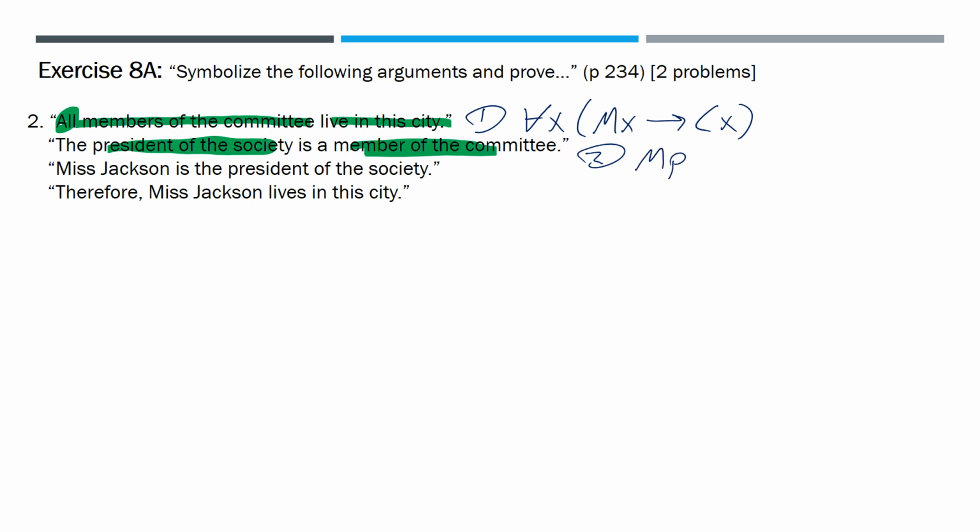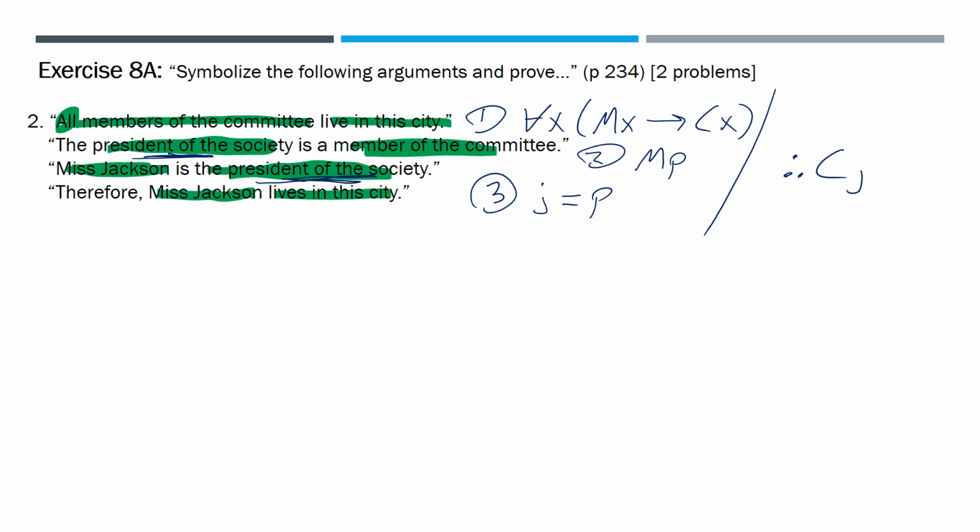Premise 3 tells us that Miss Jackson is the president of the society. Miss Jackson is the subject. However, the president of the society is just another way to identify Miss Jackson. We have not a predication, but an identity. And note that president of the society also shows up in premise 2 as a subject. So for premise 3, we'll say that J is identical with P, and then our conclusion is therefore Miss Jackson lives in the city. Hence we have CJ.